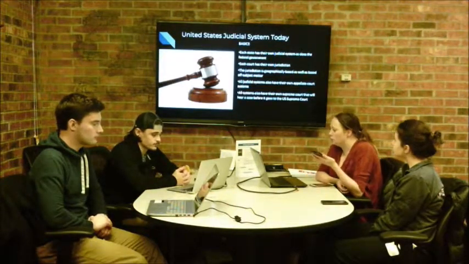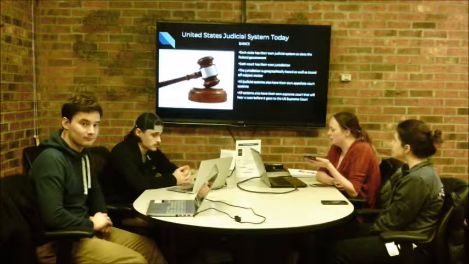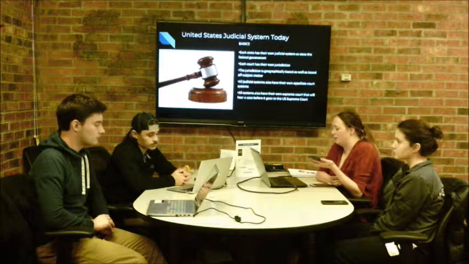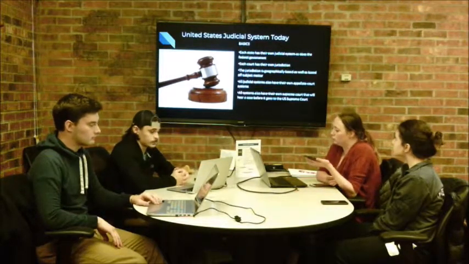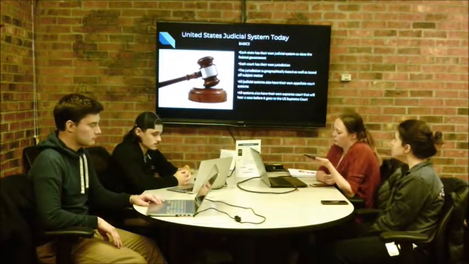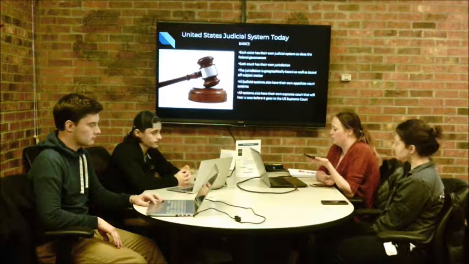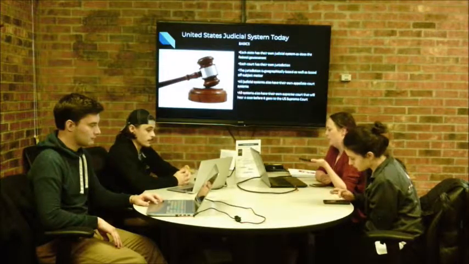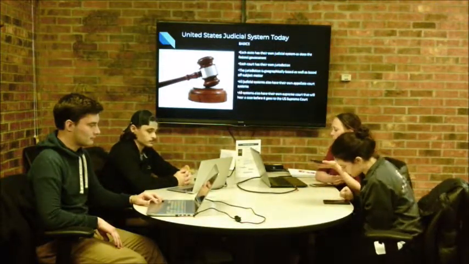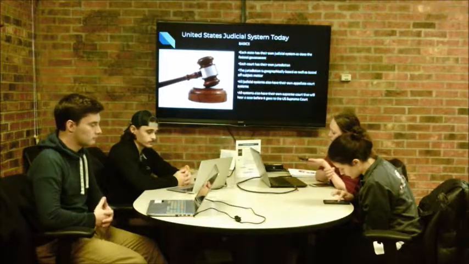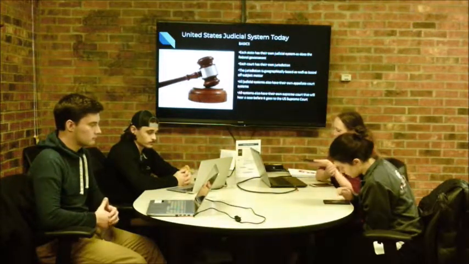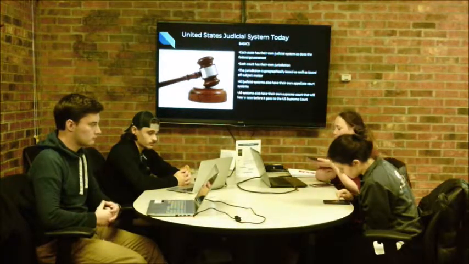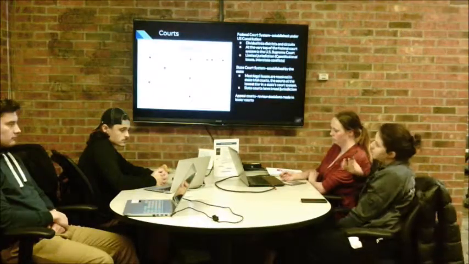So in the United States judicial system today, some of the basics: each state has their own judicial system, as does the federal government, and they are separate. Each court has their own jurisdiction, and the jurisdiction is geographically based as well as based off of the subject matter. All judicial systems also have their own appellate court systems, and all systems have their own Supreme Court, which is their highest court and their last resort. And they will hear a case before it will go to the U.S. Supreme Court, which is the absolute last resort for a case.